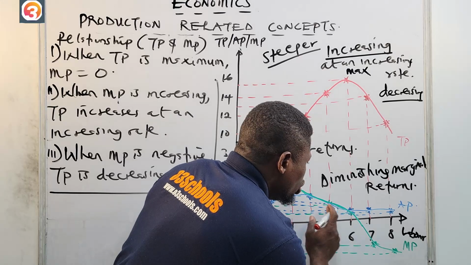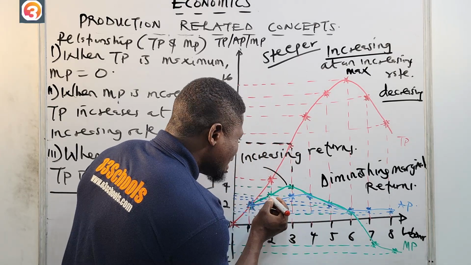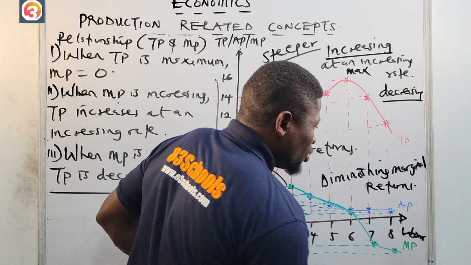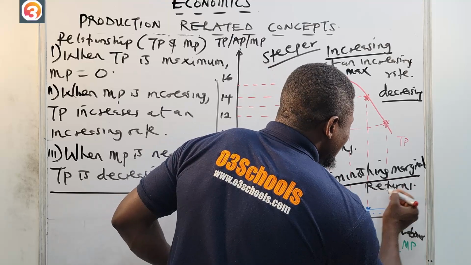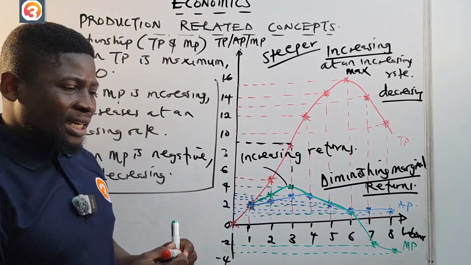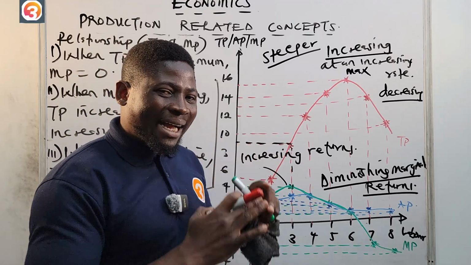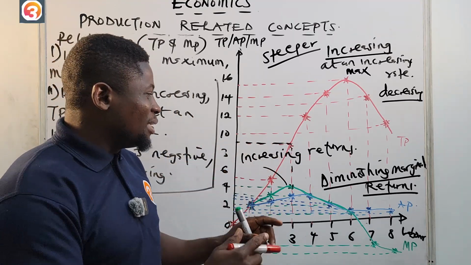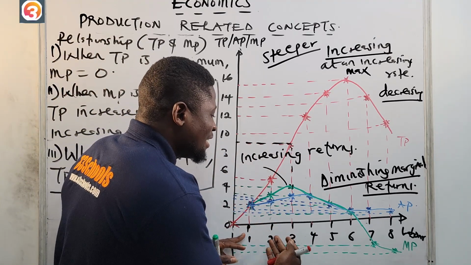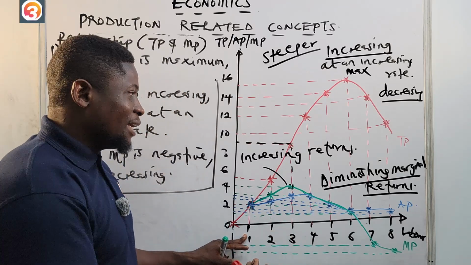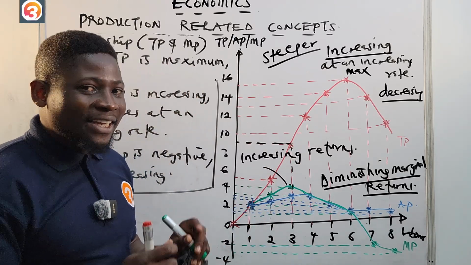So this means that so long as this marginal product curve is declining, we will continue to experience diminishing marginal returns. That means the more workers we add, the more we experience diminishing marginal returns. Productivity will not be as high as when we started initially employing workers, where we were experiencing increasing returns.